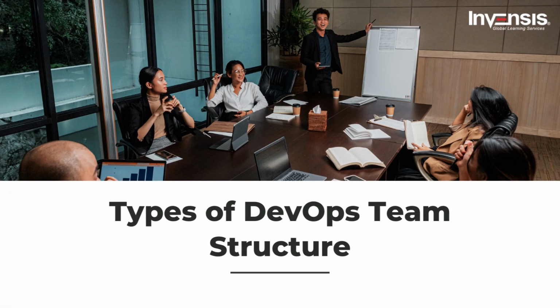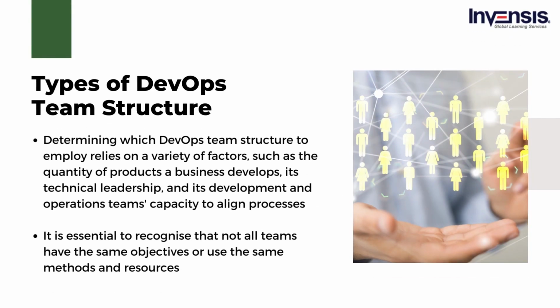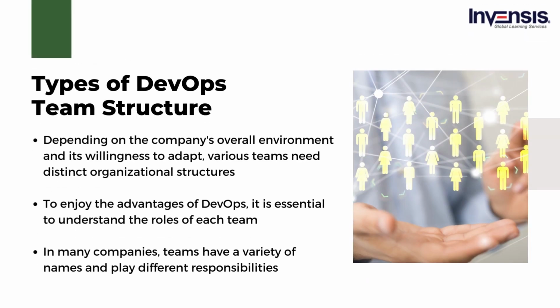Next, let us talk about the types of DevOps team structures. Determining which DevOps team structure to employ relies on a variety of factors, such as the number of products a business develops, its technical leadership, and its development and operations team's capacity to align processes. It is essential to recognize that not all teams have the same objectives or use the same methods and resources. Even the composition of a team should not be uniform.